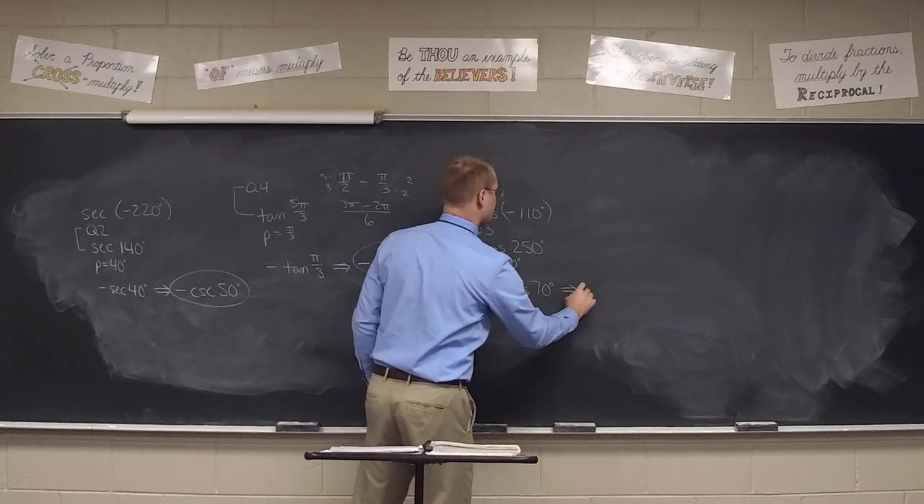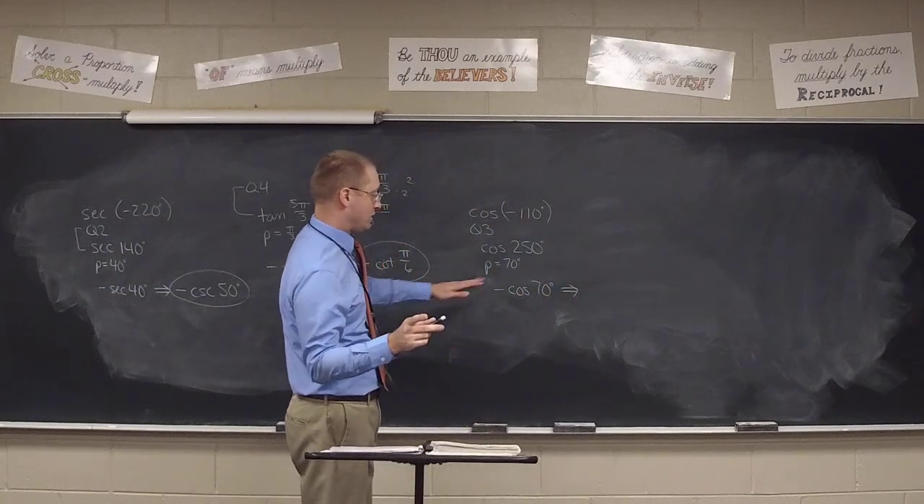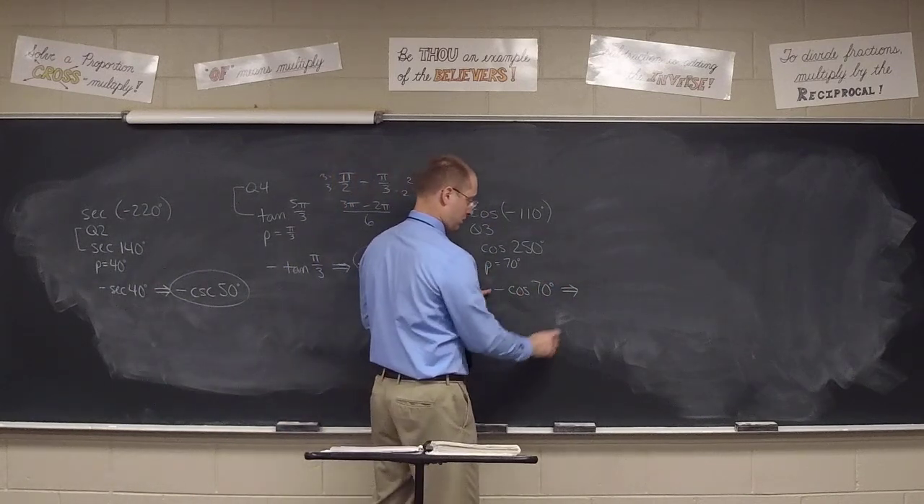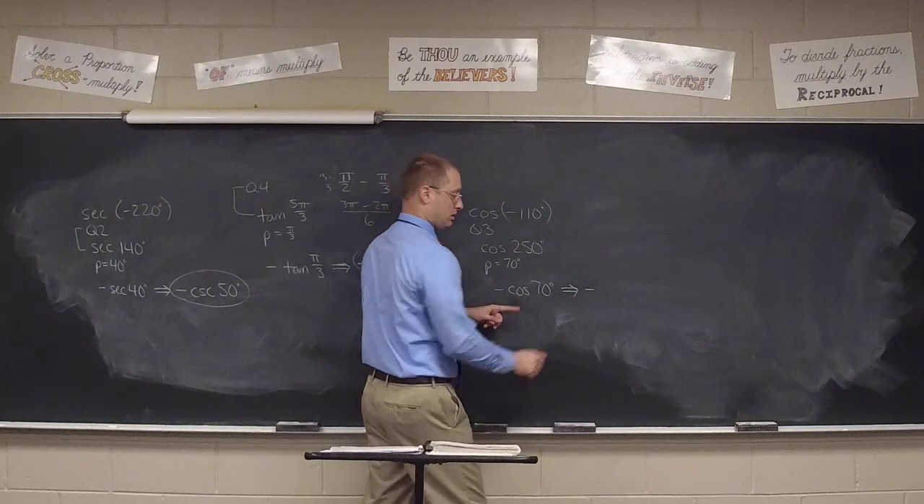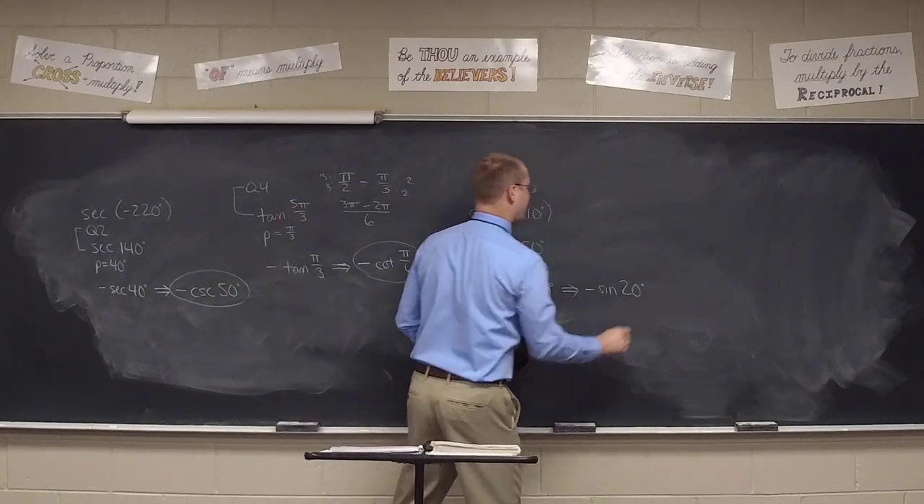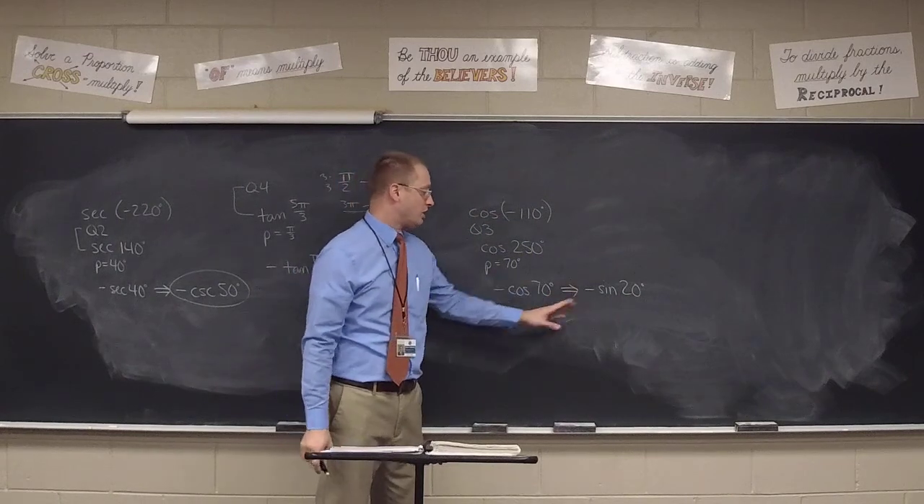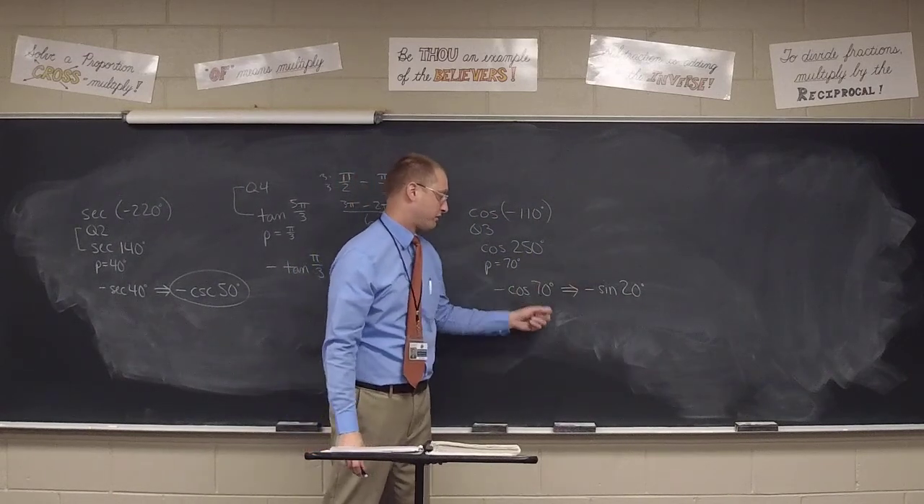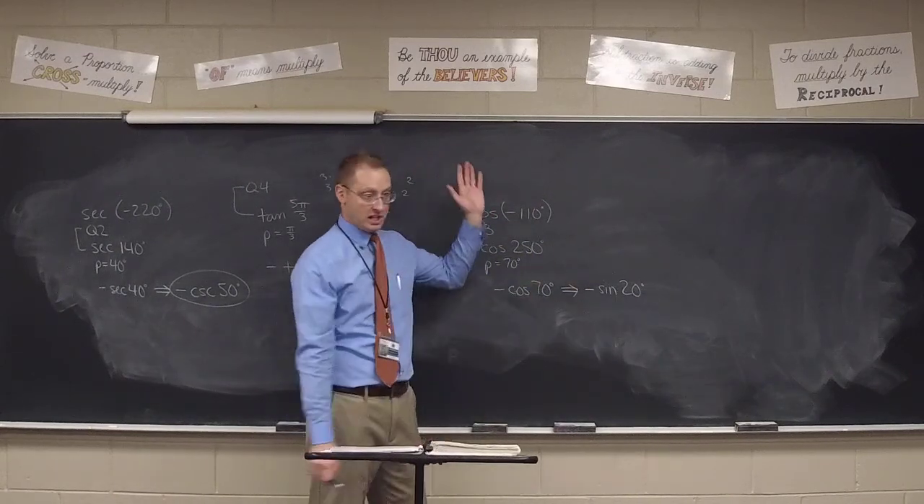But we've got to change it to the cofunction. Quentin, how do I change it to the cofunction? Keep the sign, negative sine 20 degrees. There we go. Keep the sign, change cosine into sine, and then subtract from 90 to get the angle. How many had negative sine 20 degrees?